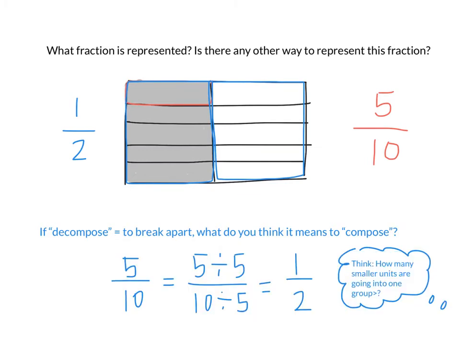We could show that 5 tenths is the same as 5 divided by 5. Instead of having 5 separate sections here, like 1, 2, 3, 4, and 5, I could put them together and turn them into one big section by dividing them, by doing 5 divided by 5 equals 1, right? And before we had 10 smaller size units, but I could compose those by doing 10 divided by 5 equals 2. It's kind of like the opposite of what we were doing yesterday.